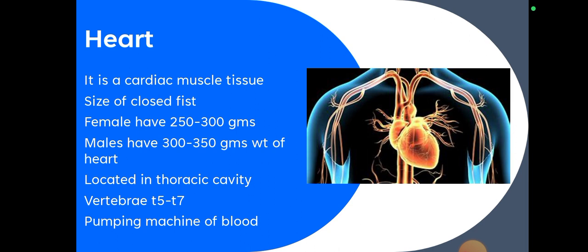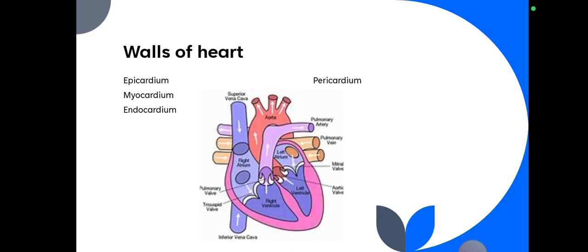Now we come to heart. It is a cardiac muscle tissue. Cardiac itself means heart. It is of the size of closed fist. Female have 250 to 300 grams of heart, and males have 300 to 350 grams weight of heart. Located in thoracic cavity, vertebra T5 to T7, and it is also known as pumping machine. We all know that. Now I didn't have any photos for this one.